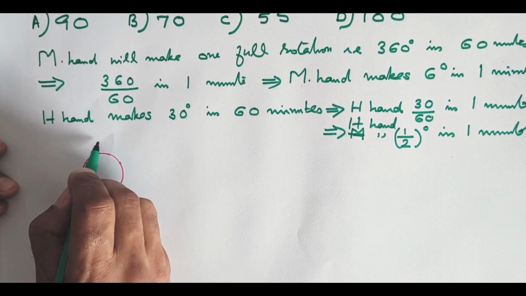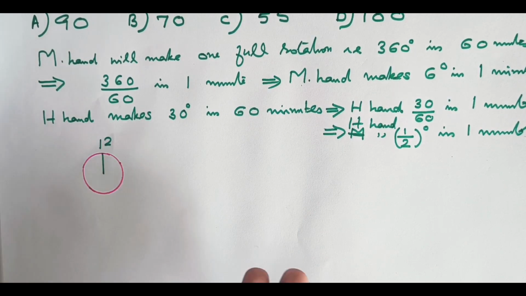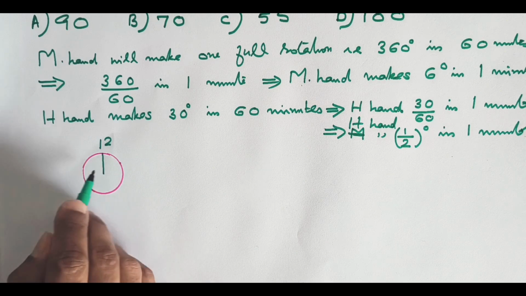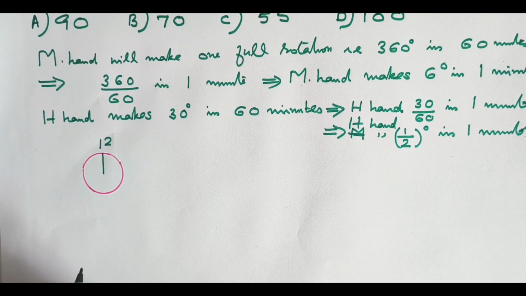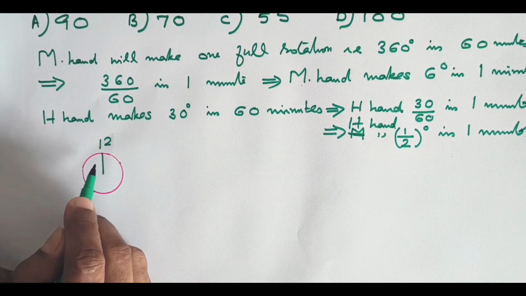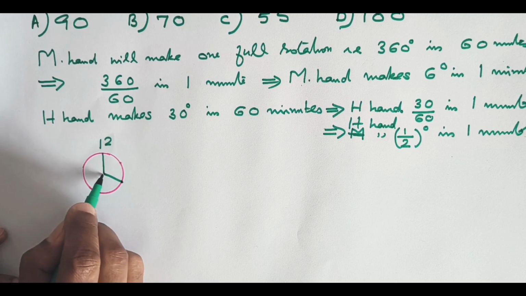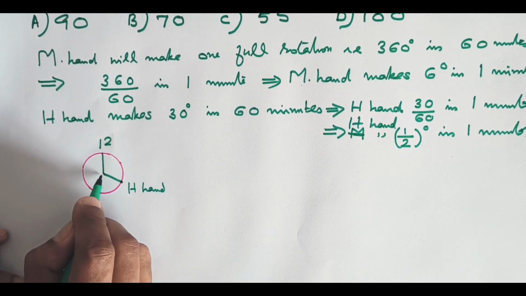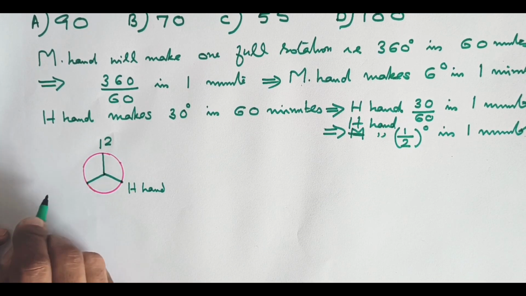Take this as a clock. At 12 o'clock, as you know, both the needles will coincide. Rather, the angle between the minute needle and the hour needle will be 0 at 12 o'clock. Now, to find out the required angle, what we do is we will find out the angle made by both the minute hand and the hour hand from 12 o'clock position. So this is the position at 12 o'clock. As you can guess, our hand will be somewhere here and the minute hand will be somewhere here.